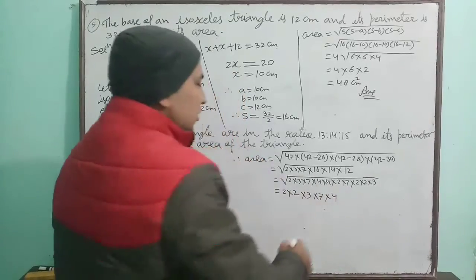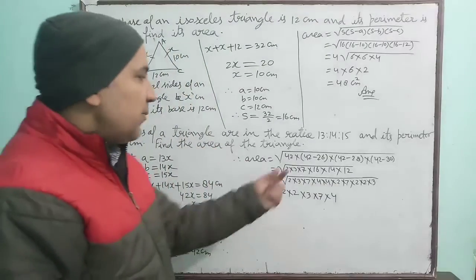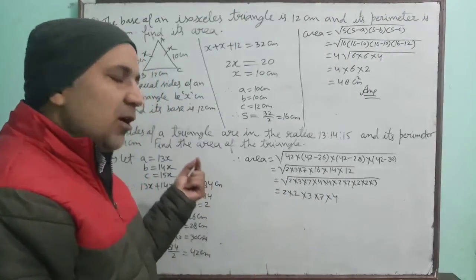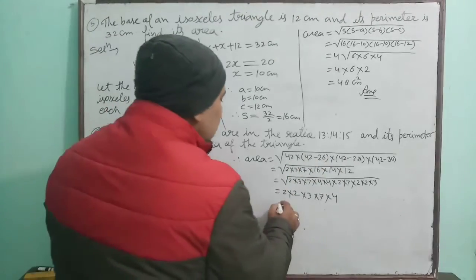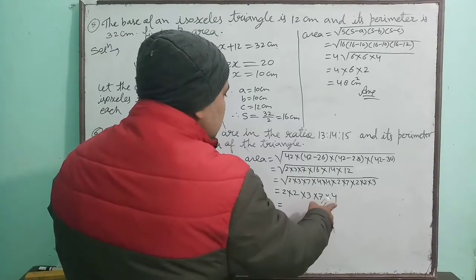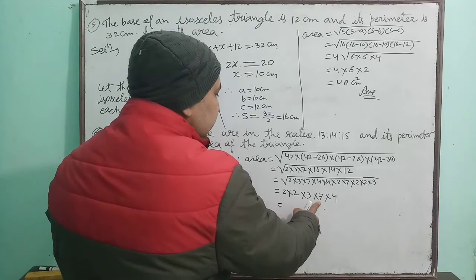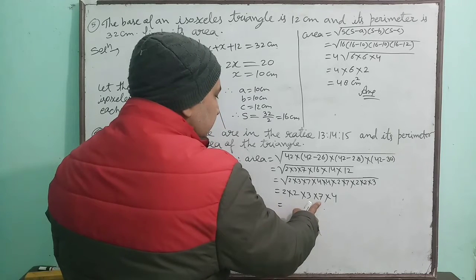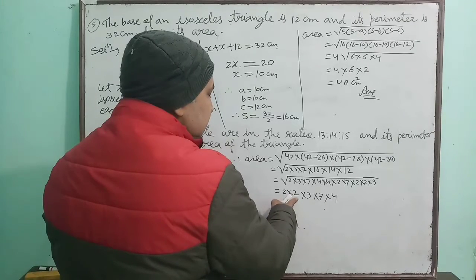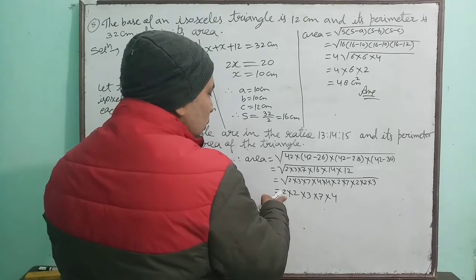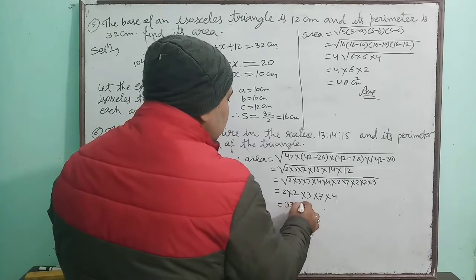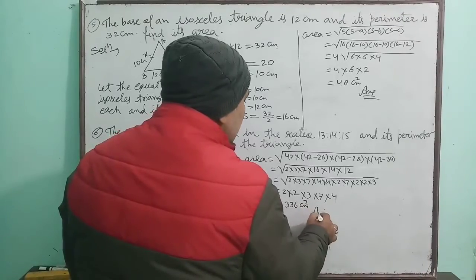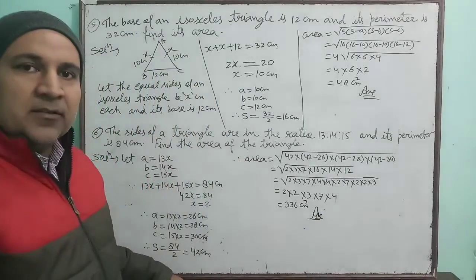One pair of 4 is also ready. Okay. From every pair one number is taken out of the square root. That means the square root is solved. Now multiply all these. That will be your answer. 4 into 7, 28. 28 times 2 is 56, times 2 is 112. 112 into 3, 336 centimeter square. Okay children.